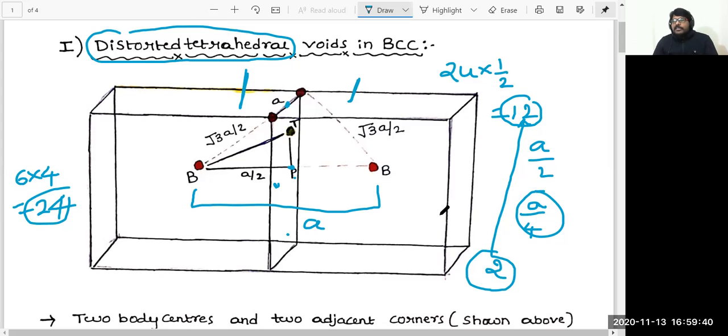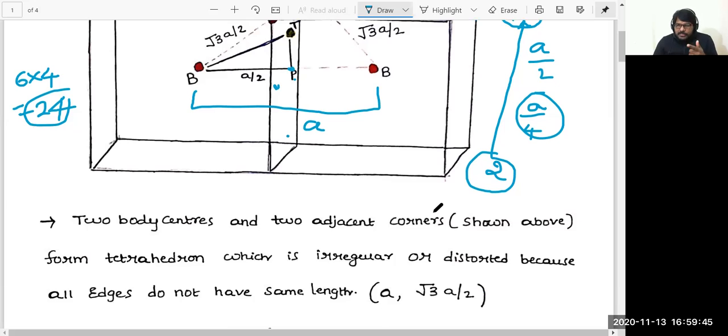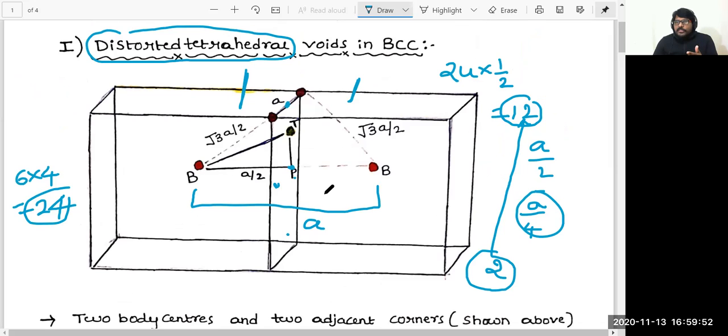That means 6 tetrahedral voids per atom. That is the calculation. Why? Where is the tetrahedral void? What is the position of tetrahedral void? How many such tetrahedral voids are present? Why is it a distorted tetrahedral void?